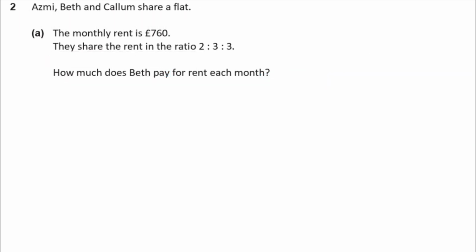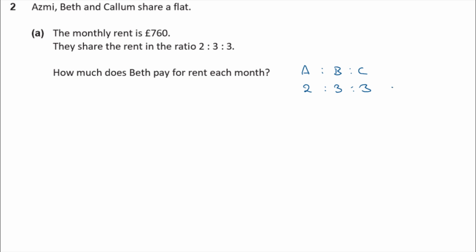Question 2. Asmi, Beth and Callum share a flat. Part A says the monthly rent is £760 and they share the rent in a ratio of 2 to 3 to 3. How much does Beth pay for rent each month? Okay, so presumably that's in order then. So A to B to C, Asmi to Beth to Callum is in a ratio of 2 to 3 to 3, isn't it? Okay. Now, basically what we're doing here is dividing by a ratio, isn't it? Because we want to know what Beth pays.